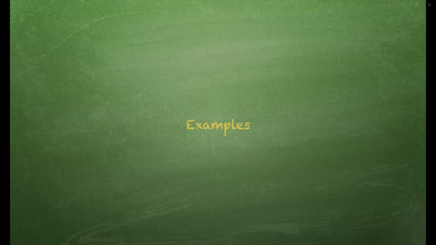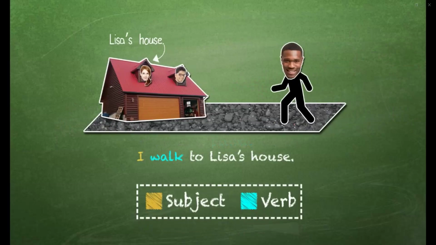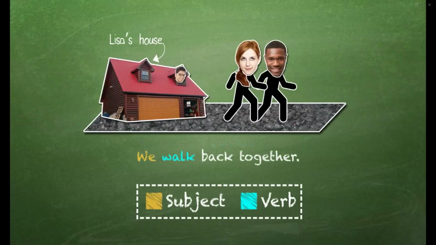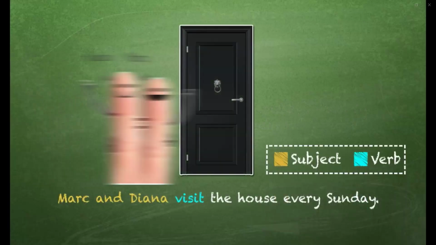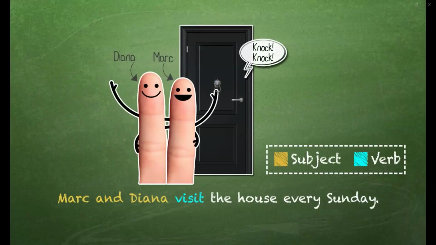Examples: I walk to Lisa's house. We walk back together. You walk with us. Two singular nouns or pronouns joined by and create a plural subject and need a plural verb. Example: Mark and Diana visit the house every Sunday.